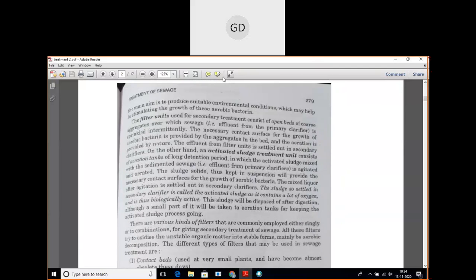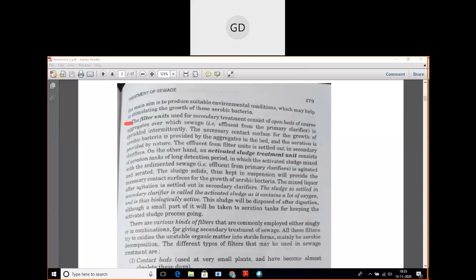Next, the filter units for secondary treatment, what does it consist of? It consists of open beds of coarse aggregates, over which the sewage is sprinkled intermittently. You can see there are many coarse aggregates there, and above those coarse aggregates, the sewage is sprinkled. The sewage is sprinkled over your coarse aggregates.